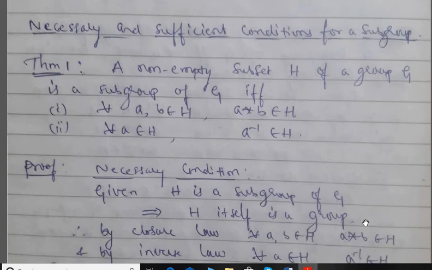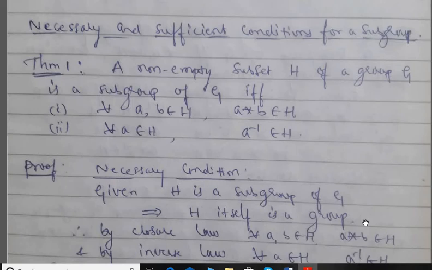In this theorem, Theorem 1: a non-empty subset H of a group G is a subgroup of G if and only if for all a, b belongs to H, a star b belongs to H, and for all a belongs to H, a inverse belongs to H. That means it is given H is a subset of a group G, and we can say it is a subgroup of a group G. The first condition is nothing but the closure law, and the second condition is nothing but the inverse law.